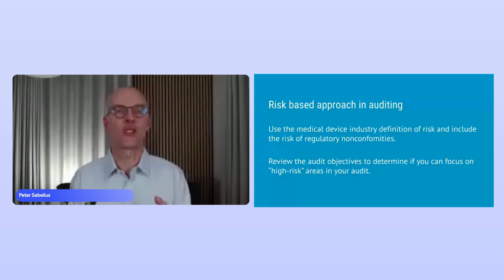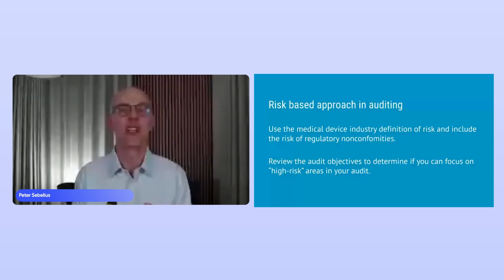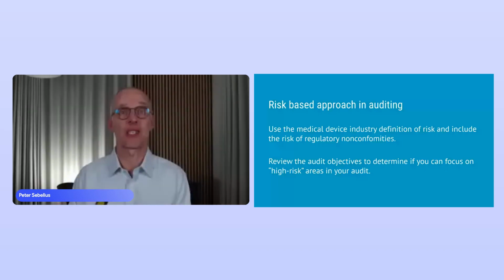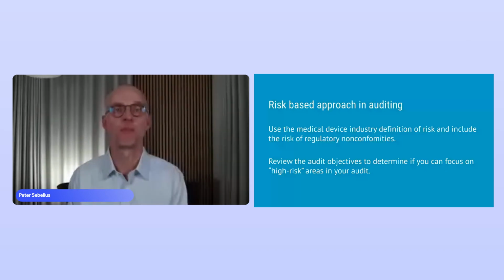So the short answer to the question of how to use the risk-based approach is to use the medical device industry definition of risk, which is about probability of occurrence of harm and the severity of harm, and include the risk of regulatory nonconformities. And then you need to look at your audit objectives to determine if you can focus on various areas or if you should be spending equal amounts of time and effort on all the areas. So it simply does not become a biased result that instead should match up to the audit objectives.